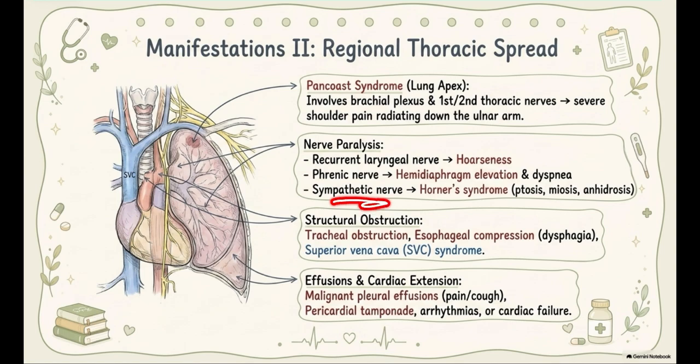Damage to the sympathetic nerves causes Horner syndrome. You can recognize this by a drooping eyelid, a constricted pupil, and a lack of facial sweating on just one side of the face. Structural obstructions also occur.